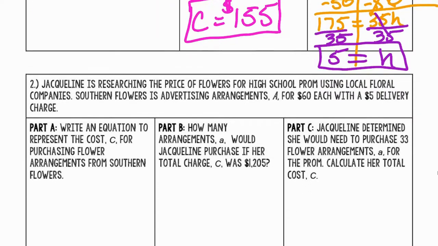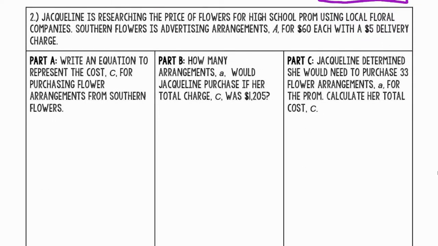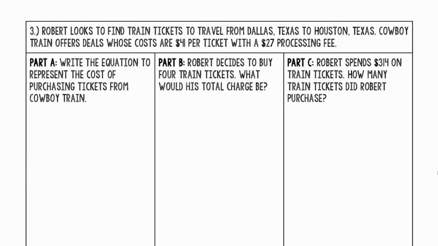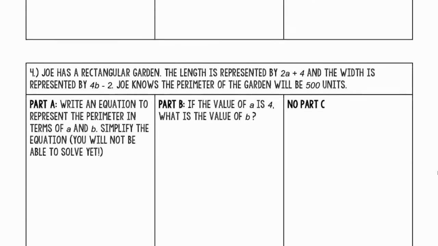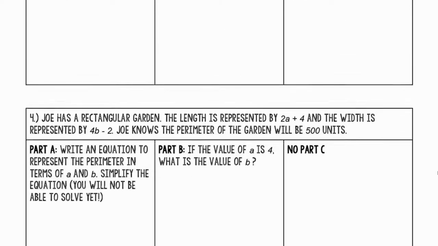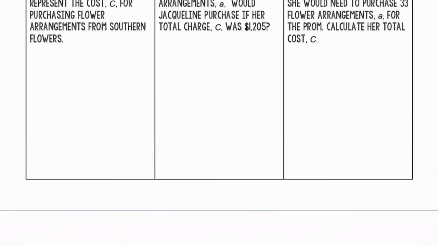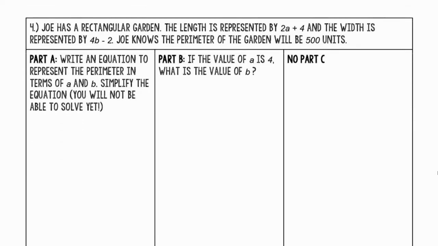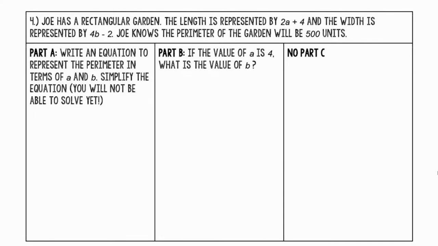Okay, so let's look at one more together, and then I'm going to let you work the others on your own. Flower arrangements, okay. Actually, you know what? I'm going to let you guys work 2 and 3 on your own, and I'm going to work number 4 with you. Because 2 and 3 are very similar to number 1. So if you can do number 1 with me, 2 and 3 are going to be set up very similarly. So actually, let's work number 4 together.